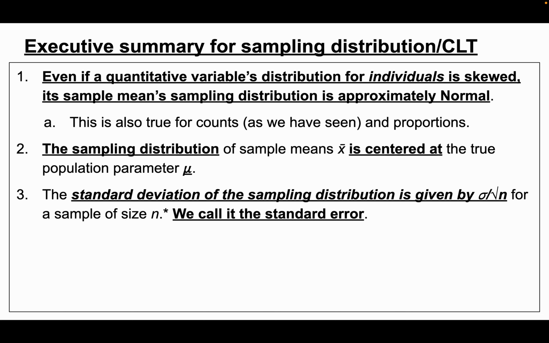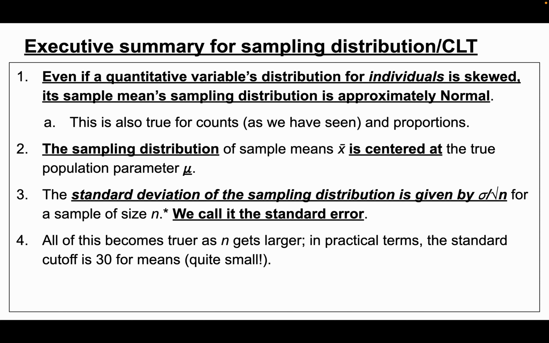So the variance is 1 over n squared. Basically, we have the variance of n random variables with standard deviation sigma, over n squared, and then we add up all the variances, so that's sigma squared times n. So one of those n's cancels, and we have that the variance is equal to the standard deviation squared over n. And then to get the standard deviation, we just take the root of the whole thing, and we have sigma over root n. All of this becomes truer as n gets larger. So in practical terms, the standard cutoff is 30 for means, which is quite small.